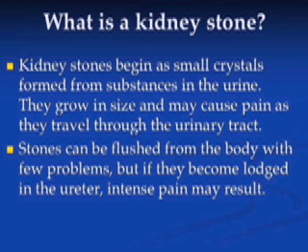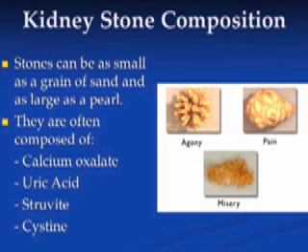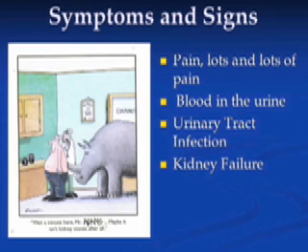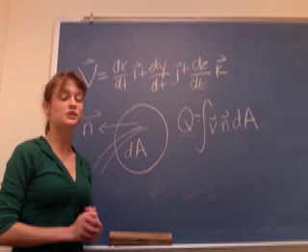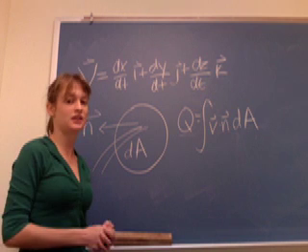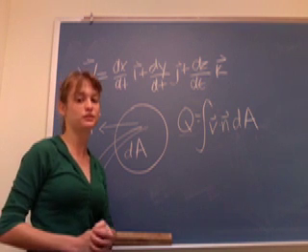Kidney stones begin as small crystals formed from substances in the urine. They can grow in size and may cause pain. Often they are flushed from the body without any repercussions, but if they become lodged in the ureter, intense pain may result. Kidney stones can grow in diameter to up to the size of a pearl. They are often composed of calcium oxalate, uric acid, struvite, and cysteine. Signs of kidney stones are pain, lots and lots of pain, blood in the urine, a urinary tract infection, and kidney failure.